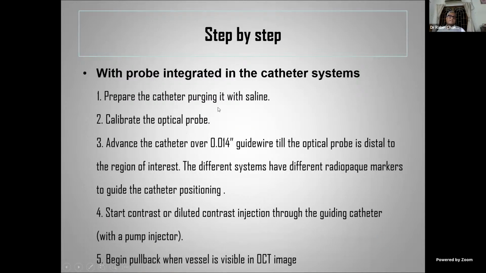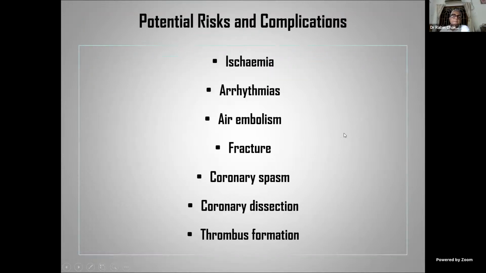So prepare the catheter, purge the saline, calibrate the optical probe, advance the catheter over a 0.014 guide wire till the tip of the optical probe is distal to the region of interest. Then start contrast or diluted contrast injection through the guiding catheter. But again, you have to remember the OCT itself also has problems. It can cause ischemia, arrhythmia, air embolism, fracture, coronary spasm, coronary dissection, and thrombus formation. You should be aware of that.